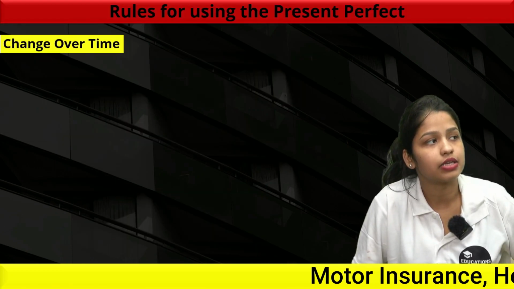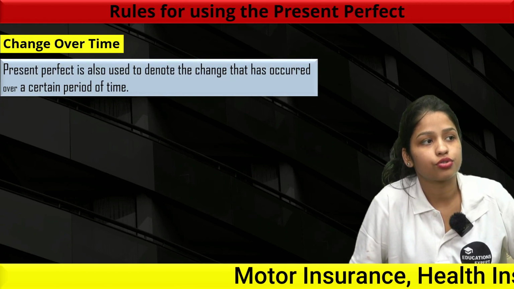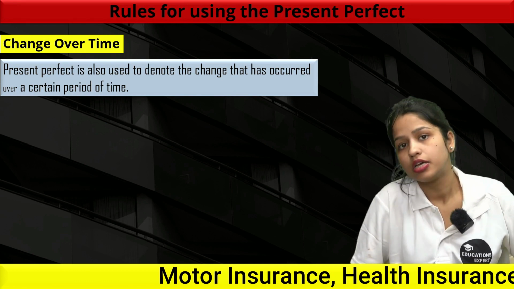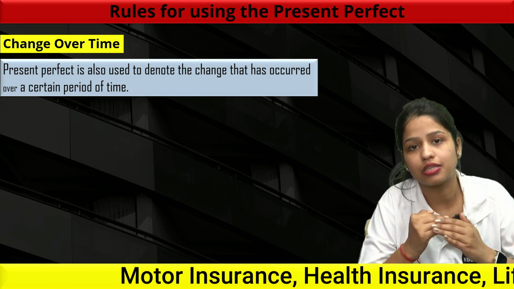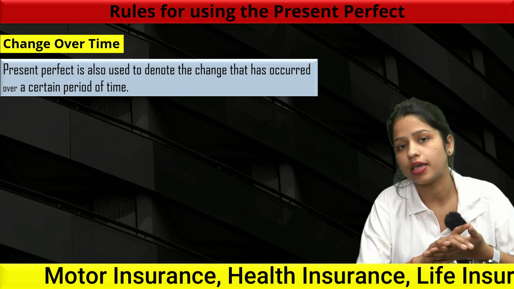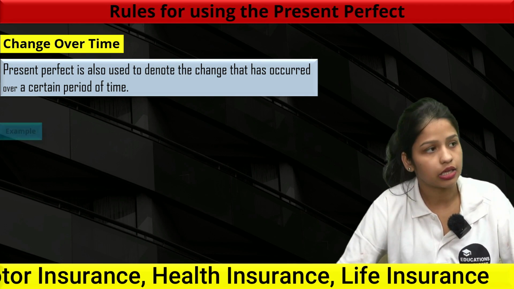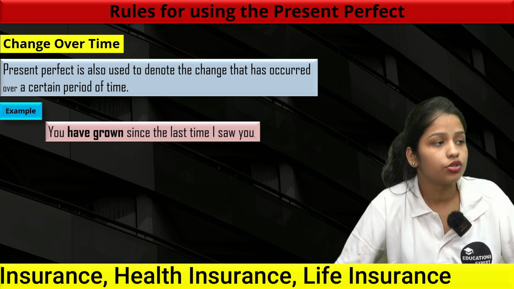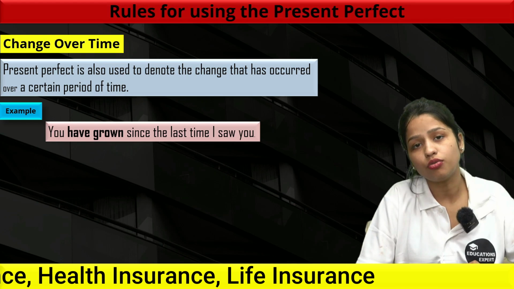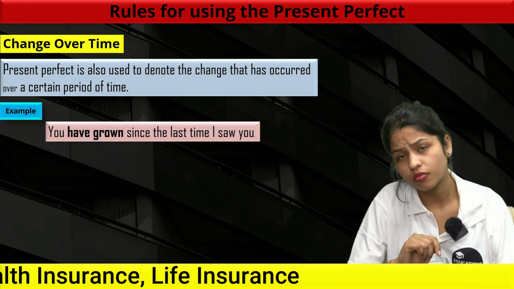Next rule we have is change over time. Present perfect is also used to denote the change that has occurred over a certain period of time, right? So, with the time, you are changing. When you're talking about the time and you're changing according to the time, at that time we use this particular type of sentence, right? You have grown since the last time I saw you, right? You have grown up. I've just given you the same example before also.